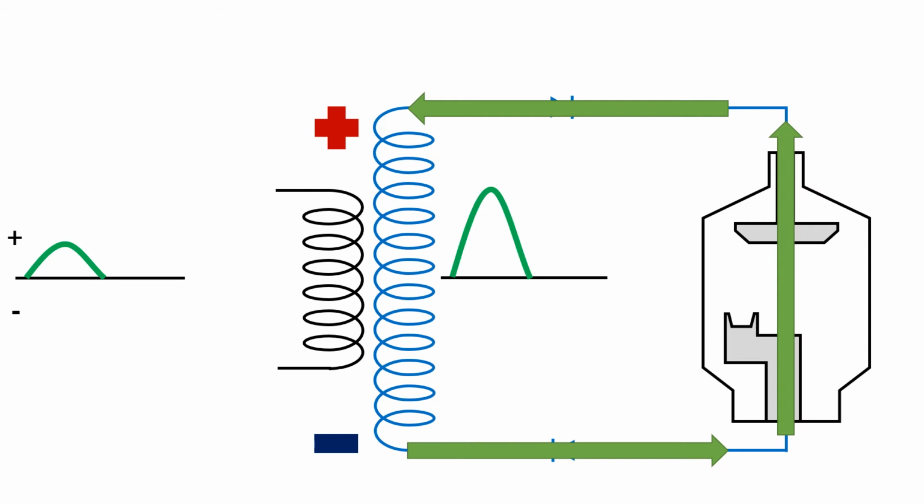Because electrons completed their journey from negative to positive, it is represented on the graph like this.